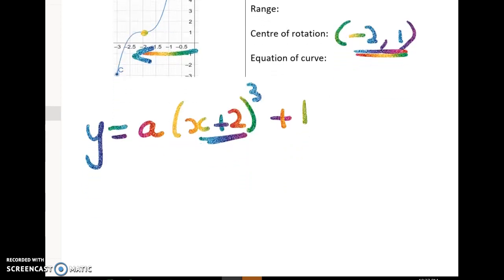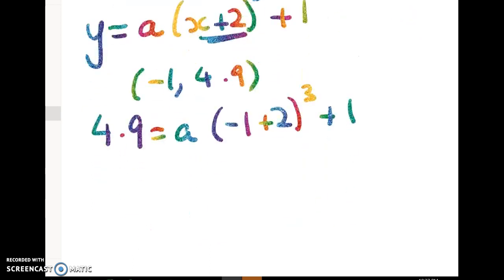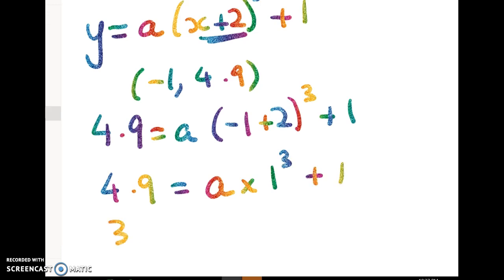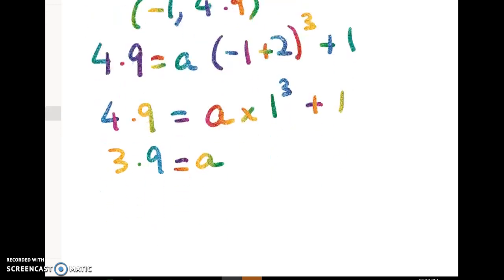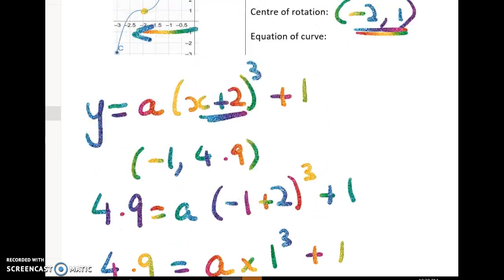And now we're going to find a point. The point here that I'm going to use is, what have I got? (-1, 4.9). So 4.9 equals a times (-1 plus 2) cubed plus 1. So that's nice and easy. We get 4.9 equals a times 1 cubed plus 1, so 3.9 equals a. We have to put it back in the equation though. I get y equals 3.9 times (x plus 2) cubed plus 1.